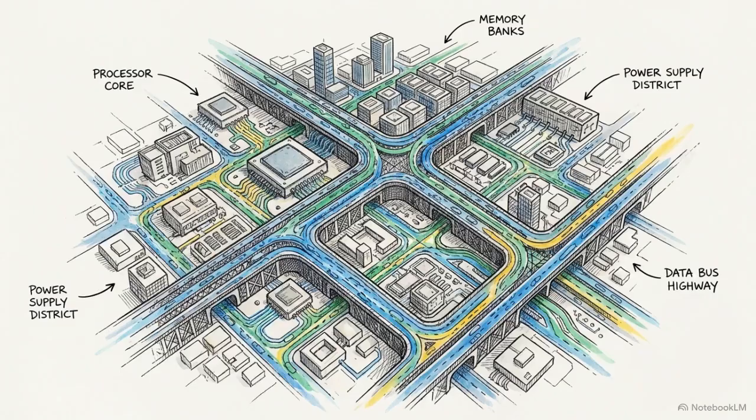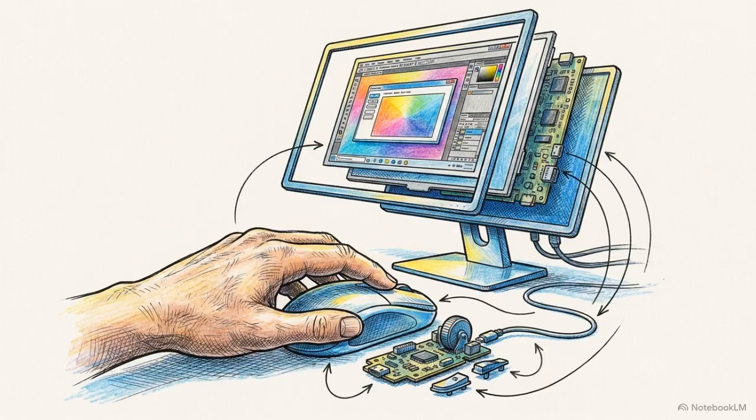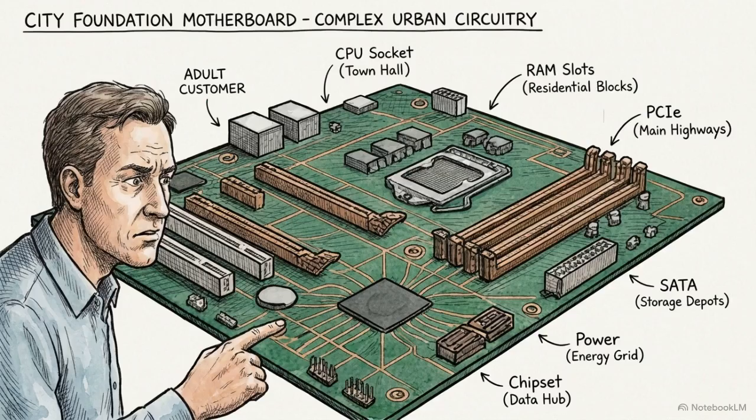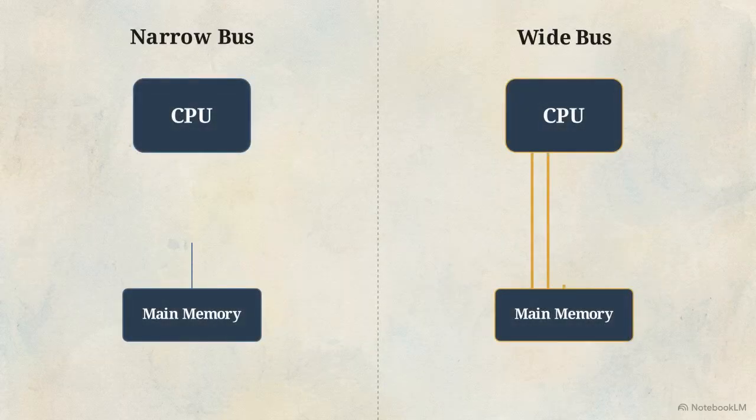That entire cross-city commute, the data processing at City Hall, and the return trip to your screen happens entirely within a fraction of a single millisecond. This brings us to a common misconception. People often assume that buying the fastest possible CPU guarantees a blazing fast computer. But if your motherboard has narrow roads and slow buses, you create a bottleneck.